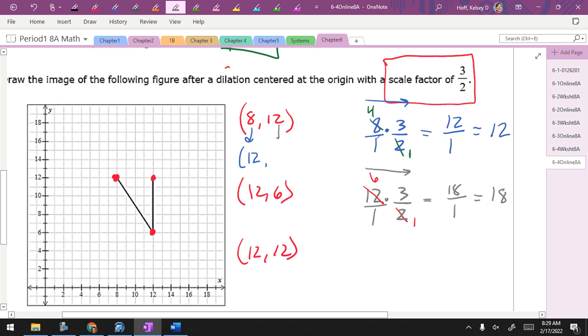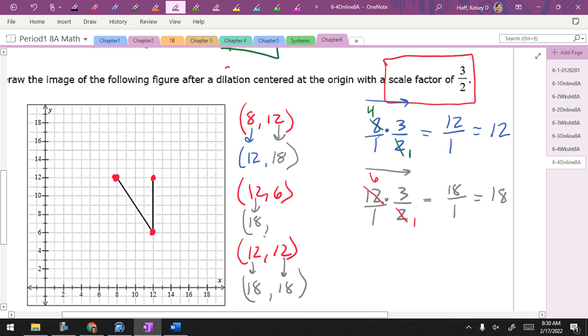So now every 12, this is the cool part, every 12 is going to become 18. That's kind of cool, isn't it? Because we have a lot of 12s. We don't have to remultiply them every time. Holy smokes, we're down to only one number left.